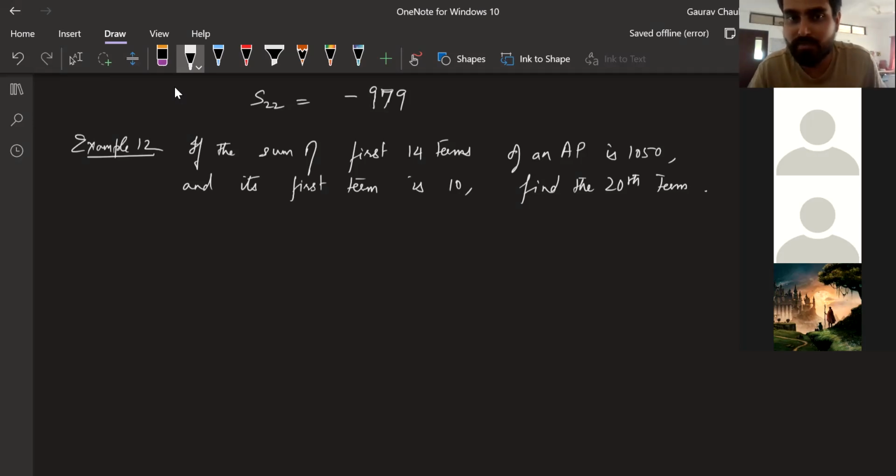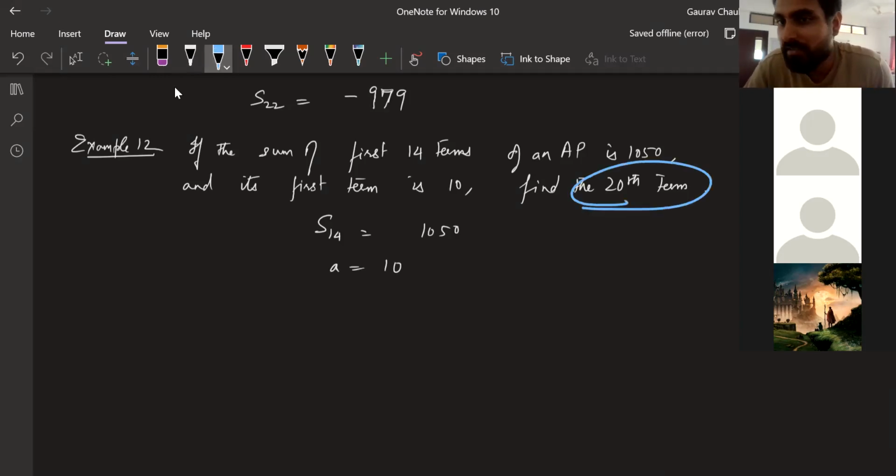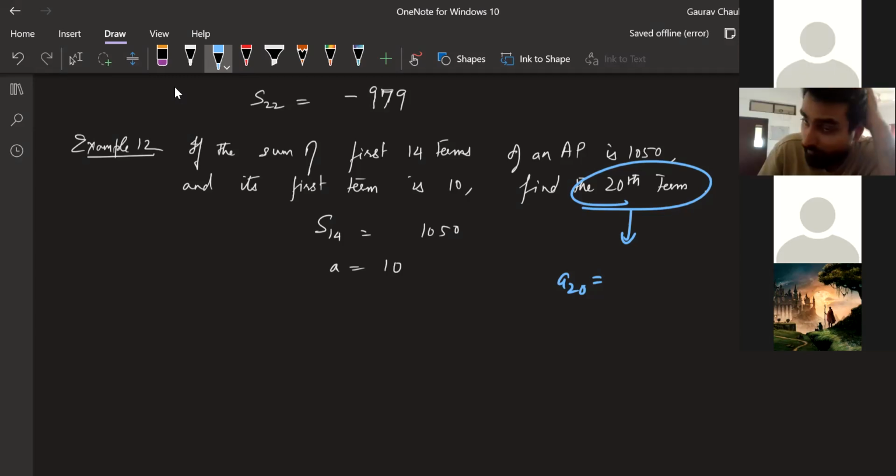Now, guys, the sum of the first 14 terms is 1050. So you just write down what's given. It's also saying the first term is 10. Okay, cool. Find the 20th term. So for the 20th term, what do you need to find A20? Can someone tell me what all you need to find the 20th term?